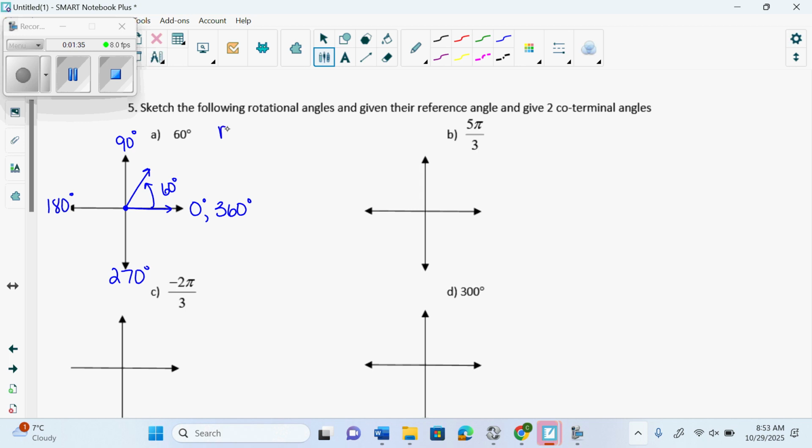So I'm going to go reference angle equals 60 degrees.